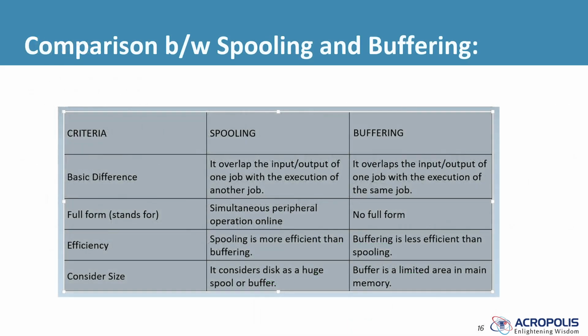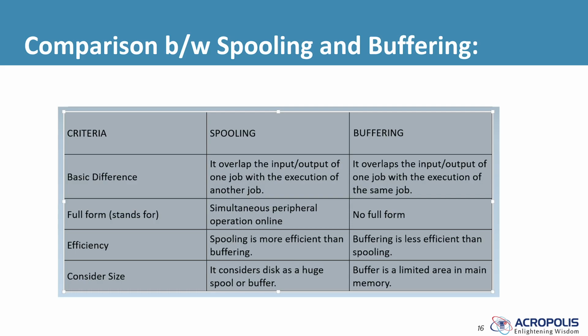So now the comparison, or the basic difference, between spooling and buffering. Spooling overlaps the input or output of one job with execution of another job. In buffering, it overlaps the input-output of one job with execution of the same job. Full form of spooling: simultaneous peripheral operation online. Buffering is itself a terminology and does not have a full form.